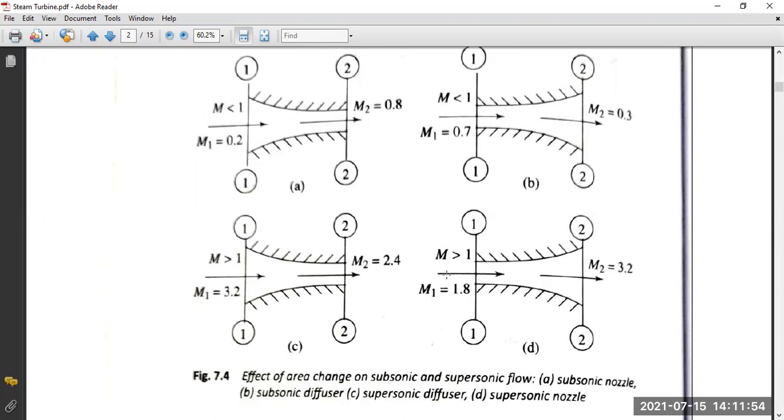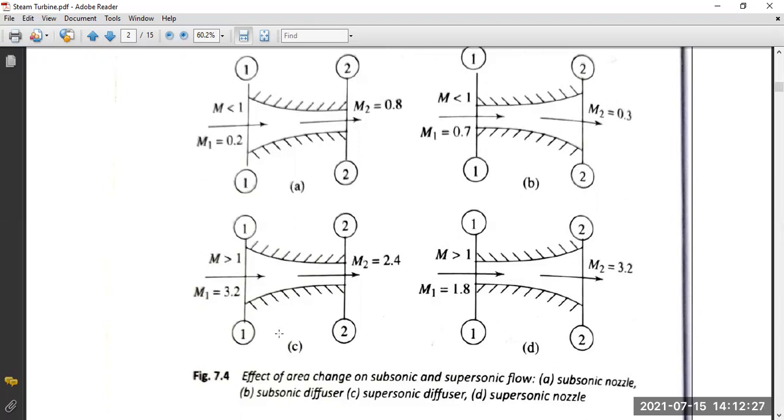Figure B is a subsonic diffuser, where velocity reduces and pressure increases. The cross-section area at 1 is minimum, and at 2 is maximum, and it varies gradually. Where Mach 1 is 0.7, less than 1, or subsonic, then Mach 2 will be reduced to a considerable extent. Velocity will reduce further and pressure will increase further, as it is acting as a diffuser itself.